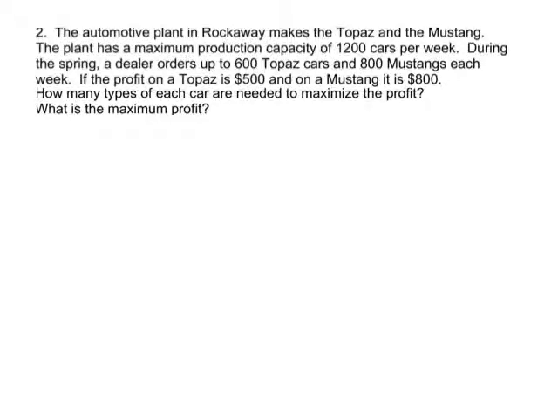Okay, you might want to pause the video at this point and read through this problem before I go on. I'm going to skip right down to the bottom because that's typically where the objective function lies. How many types of each car are needed? So we're talking about our variables being two different types of cars. One is the Topaz and the other one is the Mustang. So let's focus on the information that revolves around these two variables.